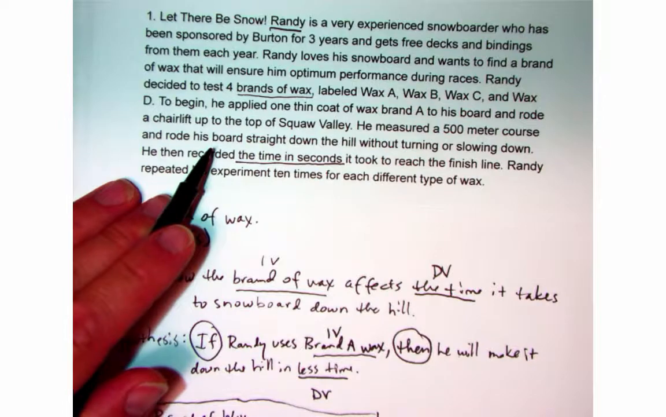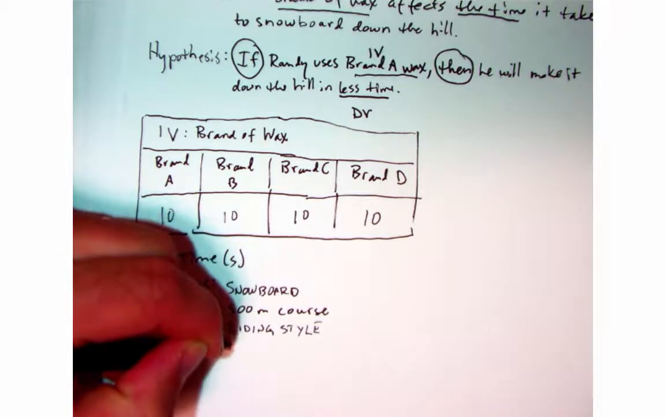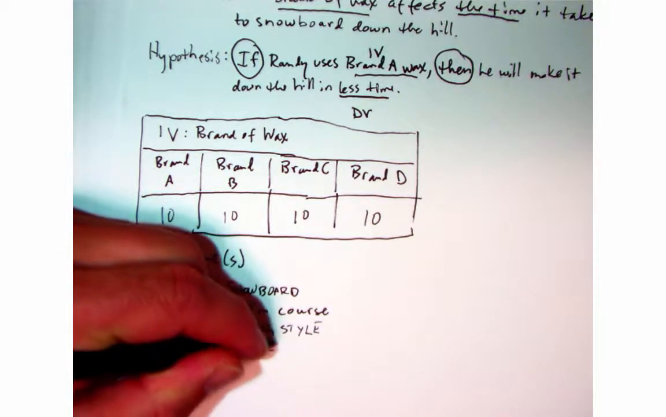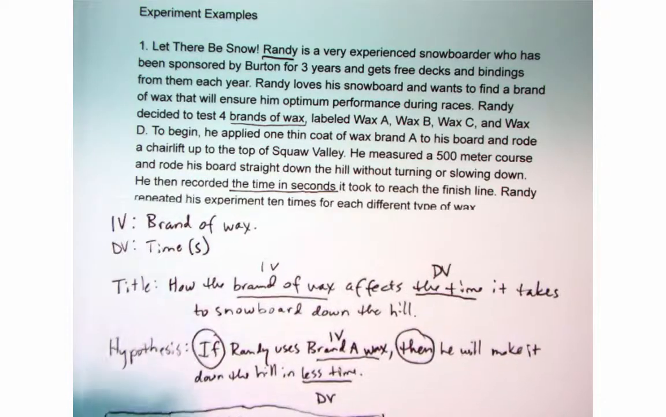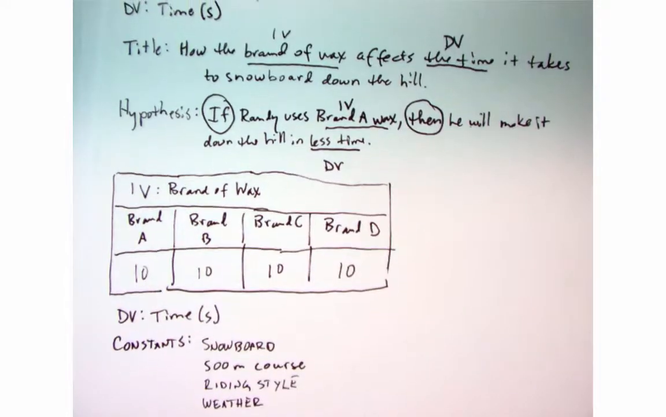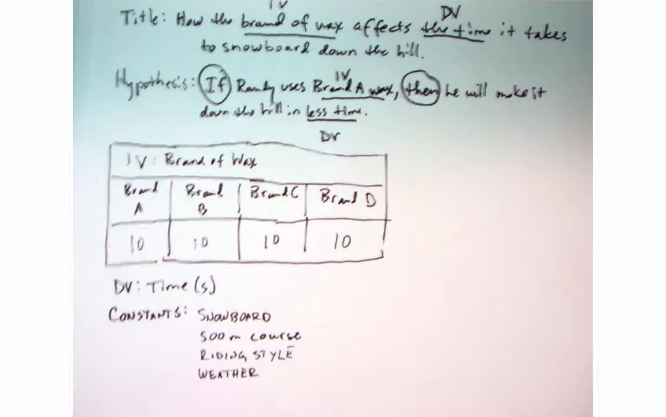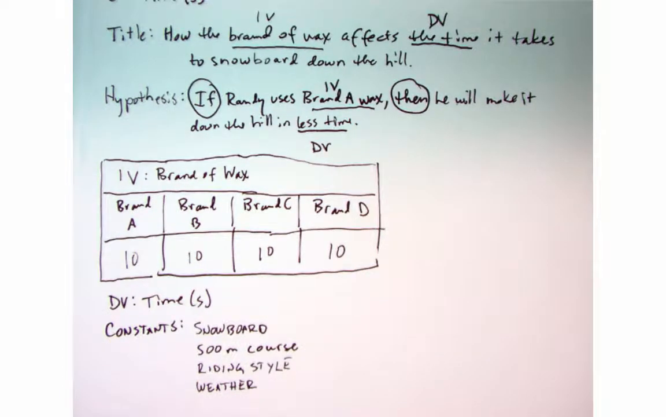I don't think he says so, but if he did it all the same day, you could probably figure out that the weather might be the same. And again, if you put some thought into it, you can probably think of some more things. But this is our finished product right here. This is the design diagram of Randy's experiment. It's got a title, a hypothesis, a table with the independent variable, the different ways it's changed, how many times each brand is changed, and then finally the dependent variable with the units and the constants. All right, now I think you're ready to do your own, so good luck.